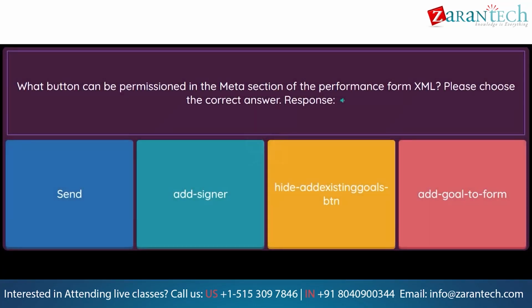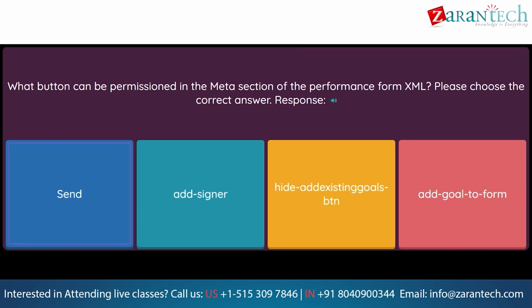Question: what button can be permissioned in the meta section of the performance form XML? Please choose the correct answer. Response: Option 1, send. Option 2, add signer. Option 3, hide add access to goals btn. Option 4, add goal to form.